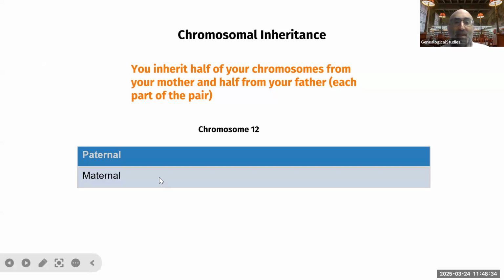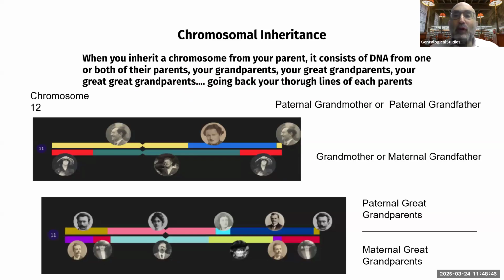So, for example, this is the beginnings of a chromosome map. If this was one chromosome being mapped, the paternal chromosomes would be on top and the maternal chromosomes would be on bottom. Now, in reality, when you inherit a chromosome from your parent, it consists of DNA from each of their parents, and then one or more of your grandparents, your great-grandparents, your great-great-grandparents, going back through the lines of each parent.